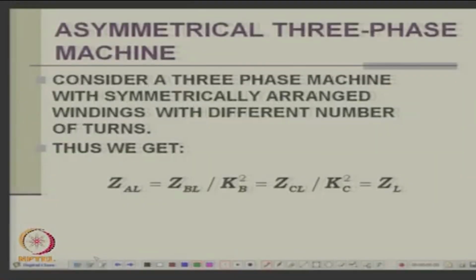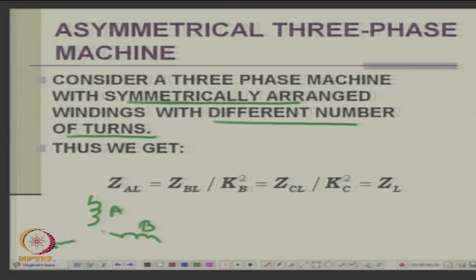Now, if you have asymmetrical 3-phase machines, that means a 3-phase machine with symmetrically arranged windings but with a different number of turns. Now, this is one specific case. What we are trying to say is we have ABC, but they have different turns. That means this has KB times, this is KC times, but the angle is 120 degrees. Have you understood? So, there could be symmetrically oriented machine windings, but with different turns.